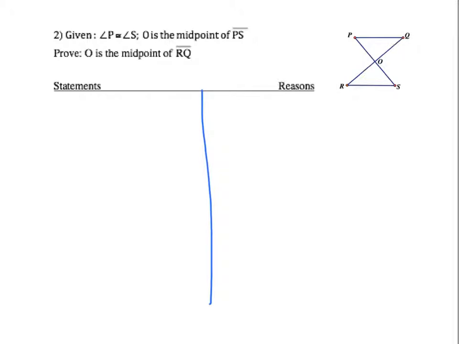On to our second proof. In number 2, it says we're given that angle P is congruent to angle S. So let's go ahead and put that into our proof.